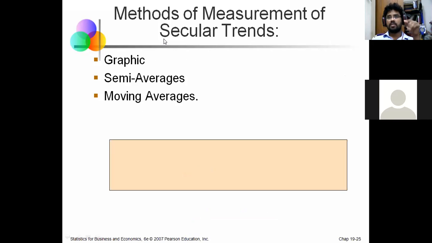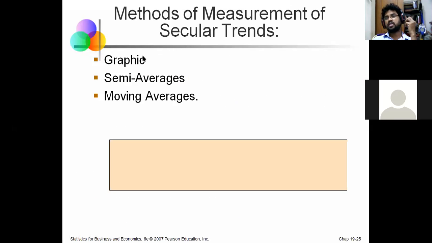See, in our syllabus we have the methods of measurement. There are only three methods of measurement as per our syllabus: graphic method, semi-averages, and moving averages. So we can measure the trend by the graphic method, whether it's positive or negative. By calculating the semi-average also, we will come to know that. And when you are calculating the moving average also, you will come to know what the trend is.